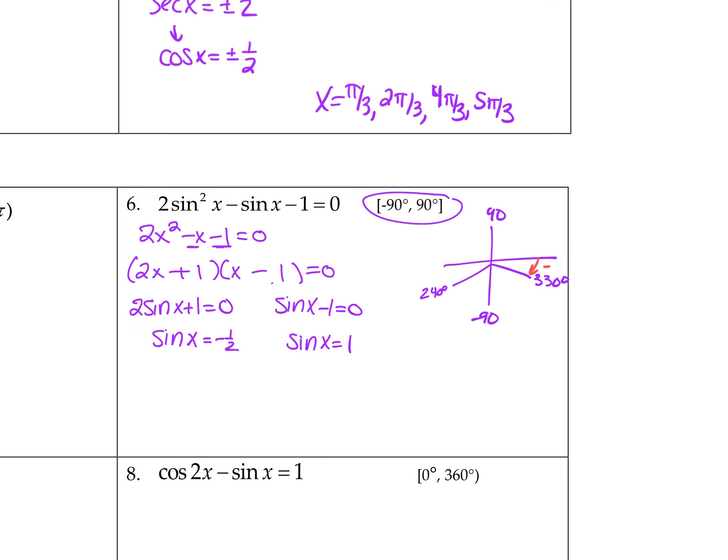So this would be negative 30 degrees. And then this would be negative 150 degrees, but that's not within my interval, so I can't include that. Where is sine 1? Well, sine is 1 at 90 degrees, and so that'd be my solution for that. So my two solutions would be negative 30 and 90.